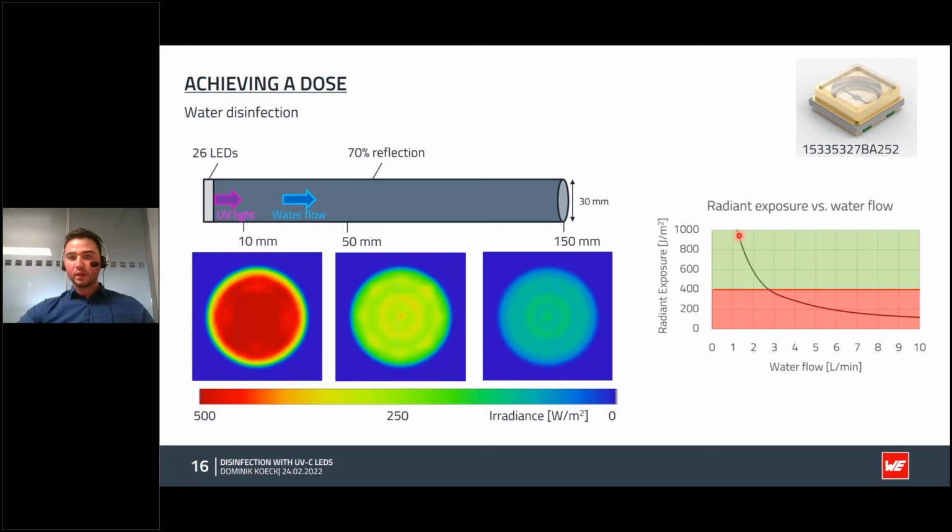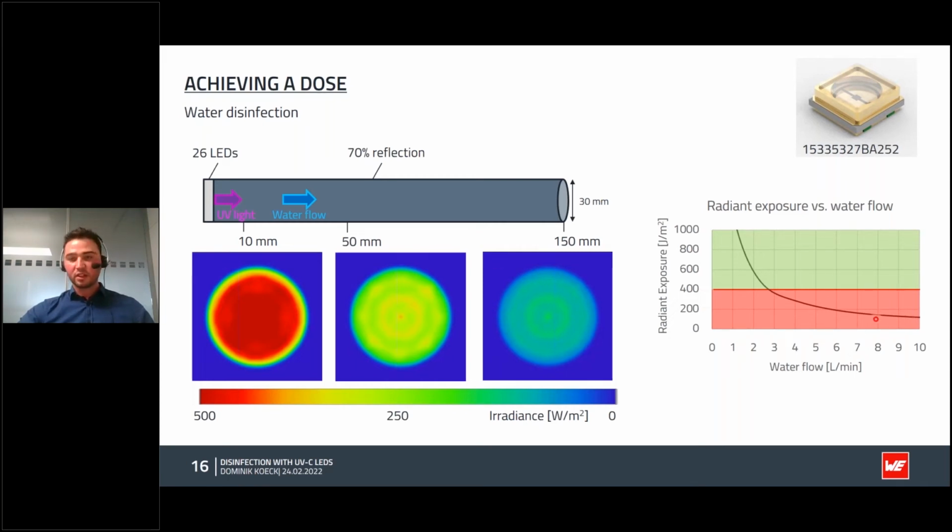So if the water flow rate in liters per minute is increasing, then the radiant exposure is decreasing. So it makes sense. If the water is flowing through the pipe faster, then it's getting less irradiated by the UVC LEDs, because it's a shorter time there. And then it's harder for this disinfection to happen.